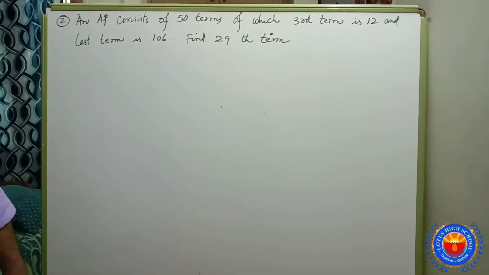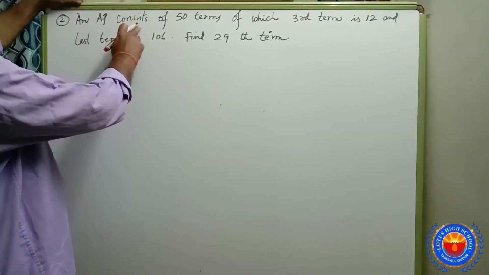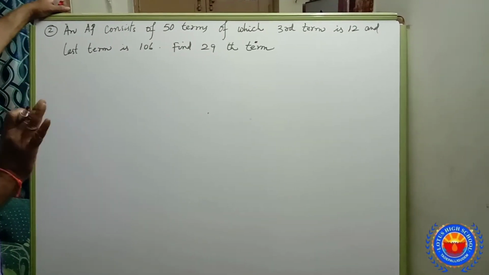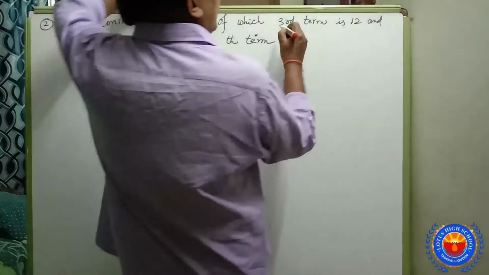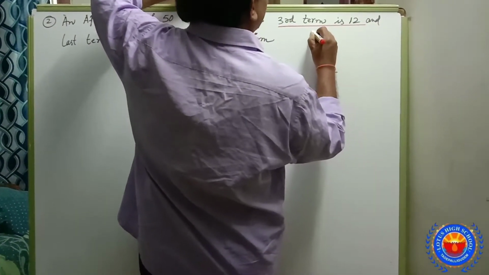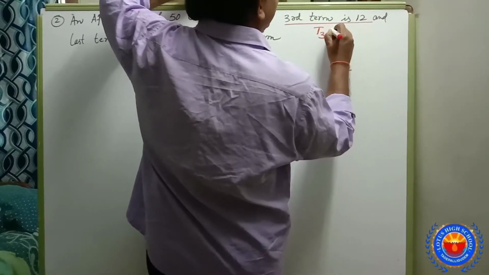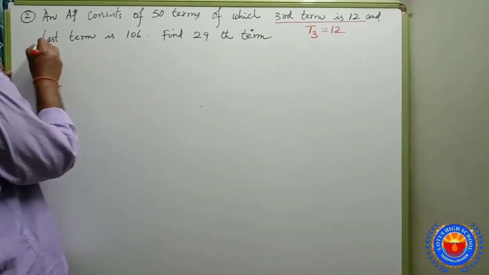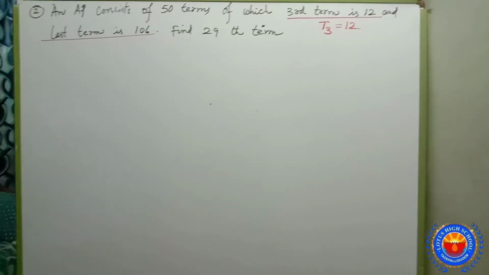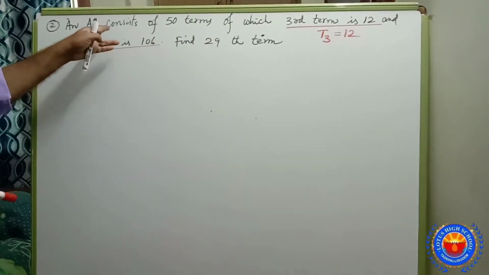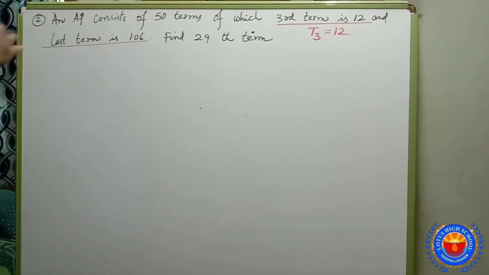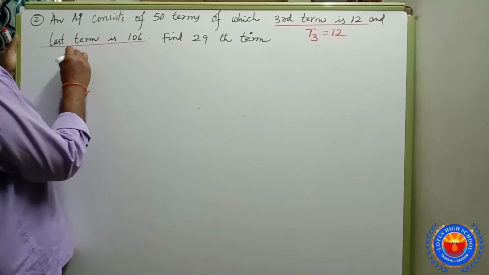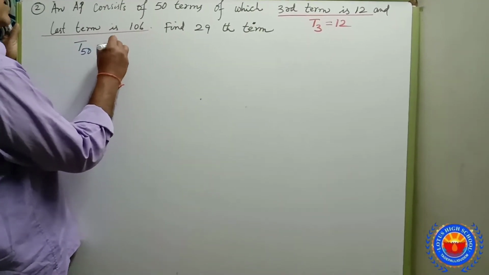So same model. One more question. An AP consists of 50 terms. In that AP, a total of 50 terms are there, of which the third term is 12. The last term is 106. The last term, in the sense, in this AP consisting of 50 terms, is the 50th term. So T50 is equal to 106.